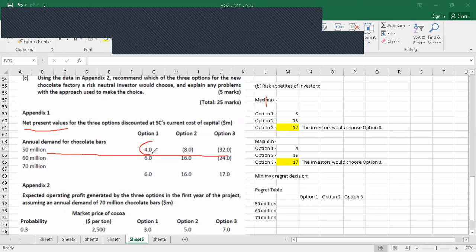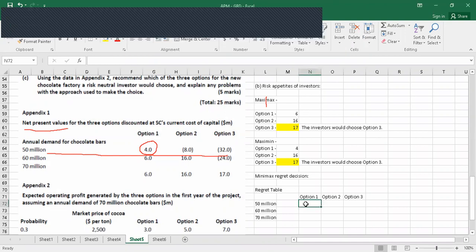Option 4 is the best because the other two are negative. So if they choose option 1, will they have a regret? There would be no regret if they choose option 1 because that's the best thing. So regret here would be 0.